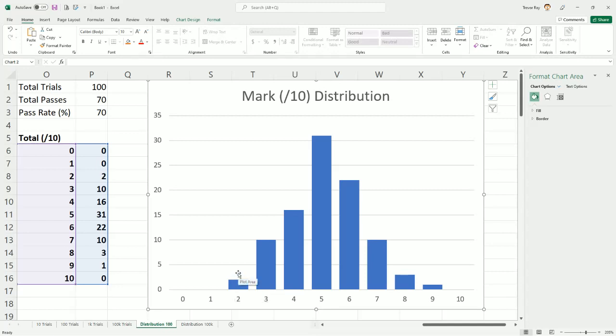And what you'll see is that it looks like there's a lot in the middle and less towards the ends. So we get 5s quite often. We get 5 out of 10 quite often, but we get 0 out of 10 and 10 out of 10 very infrequently. In fact, in this particular set of 100 trials, we never got a 0, a 1, or a 10 out of 10. We did get 1 9, I think.